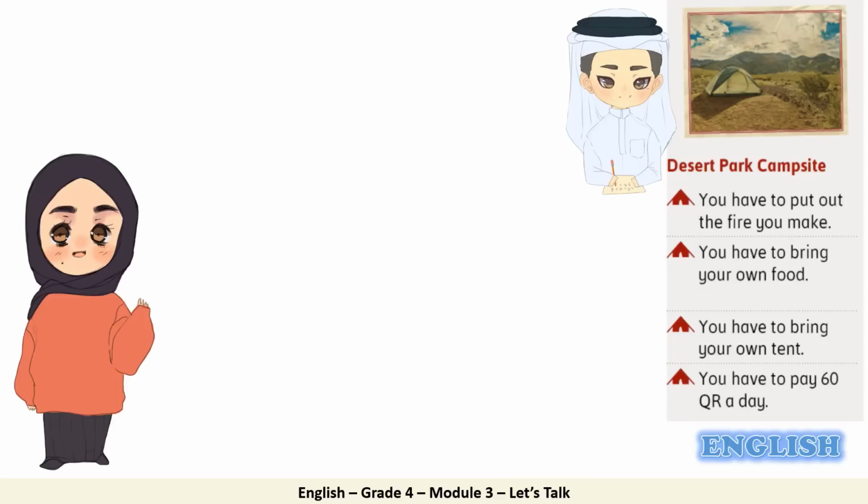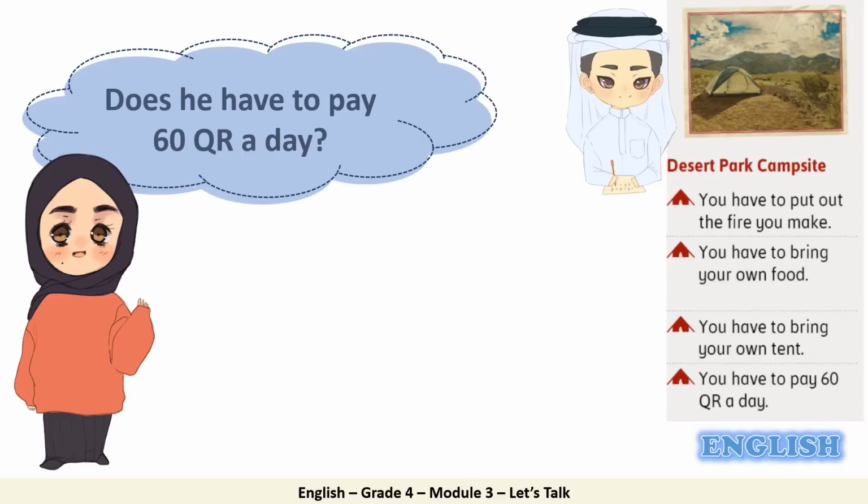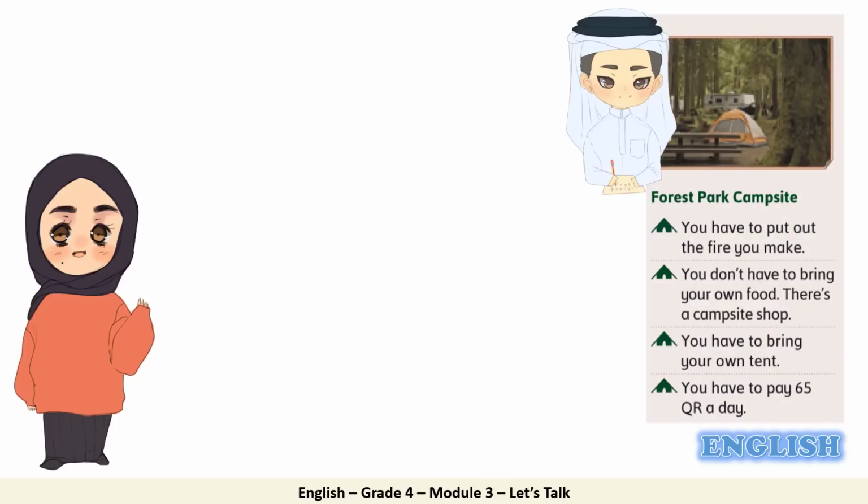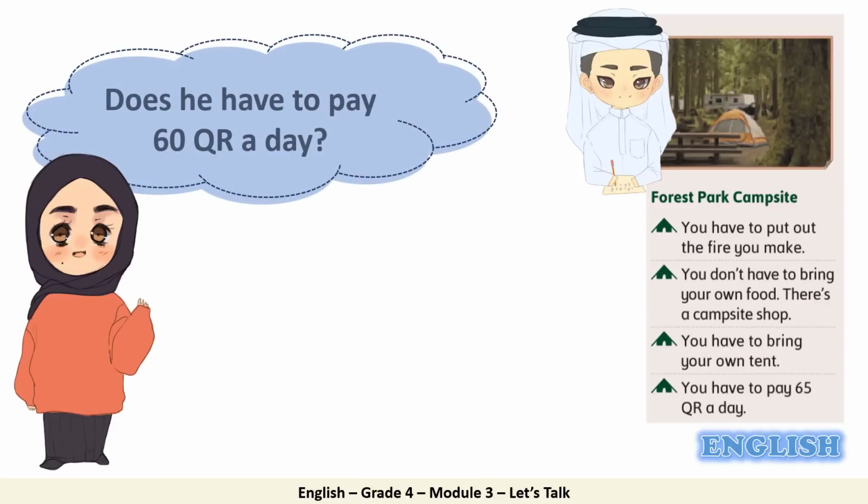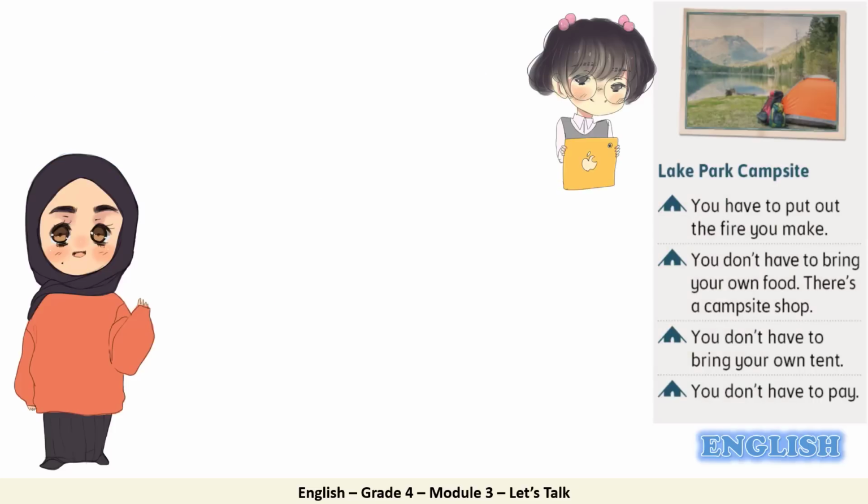It's time for Miss Huda to ask about Ahmed and Noor. She will ask about Desert Park campsite. Read the question. Does he have to pay 60 Qatari riyals a day? The answer is here. What do you think? Yes, he does. Now her question is about Forest Park campsite. Read it. Does he have to pay 60 Qatari riyals a day? The answer is here. What would you answer? No, he doesn't.